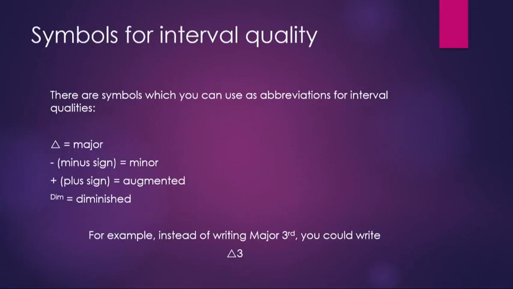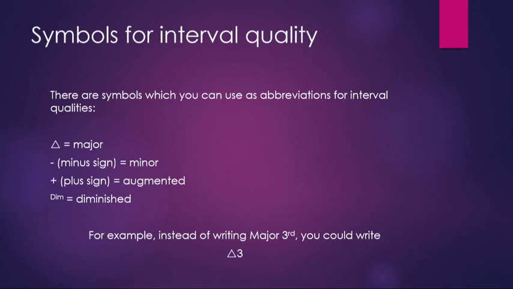Now, just for abbreviation's sake, and if you want to use these, you can. Otherwise, you can simply just write perfect, major, minor, and so forth. In jazz, often what musicians do is use these little symbols for the naming of intervals. So a triangle, for example, is used for major intervals. A minus sign is used for minor, plus sign for augmented, and the word dim, D-I-M, for diminished.